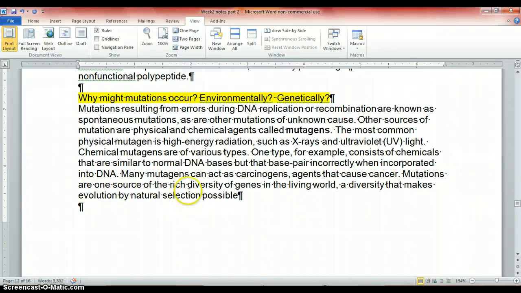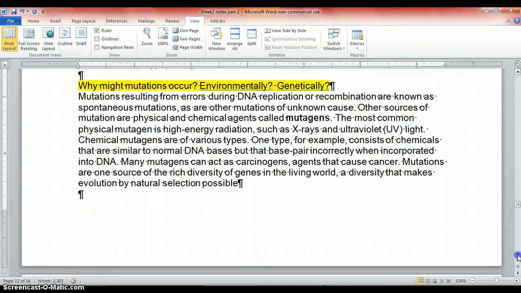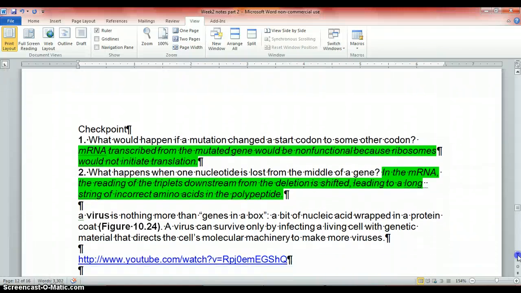Mutations are one source of a rich diversity of genes in the living world, a diversity that makes evolution by natural selection possible. So, yes, many mutations are bad, but sometimes mutations can be good. That's how all of life evolved. They finally got a mutation that did something useful. Checkpoint. Go through it.